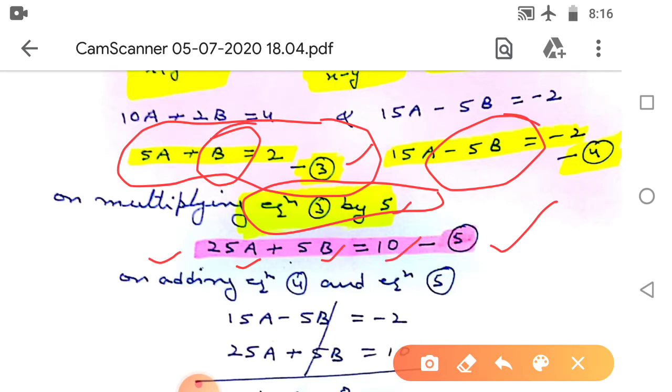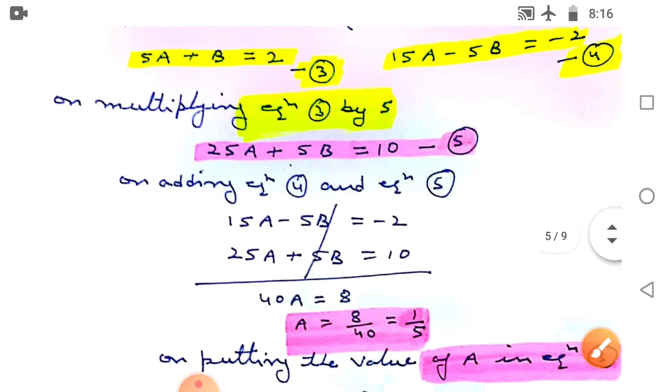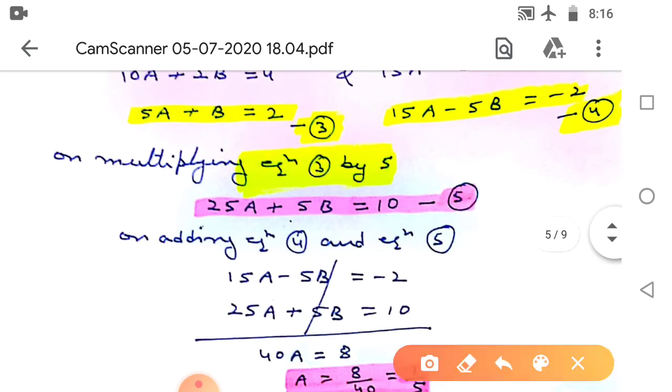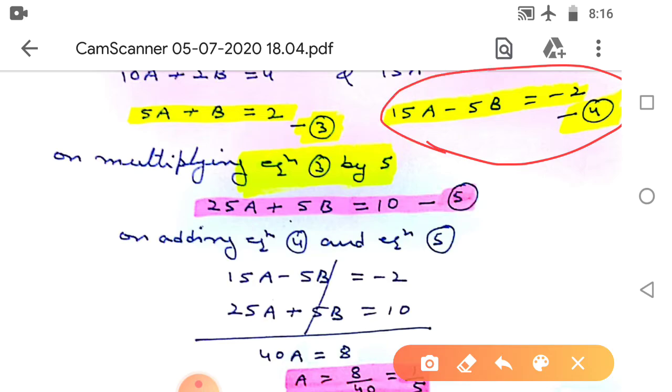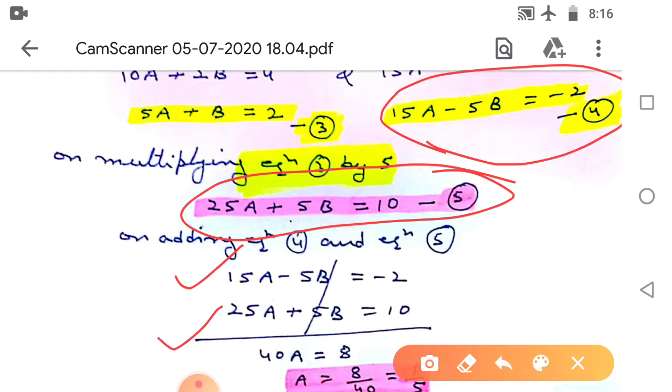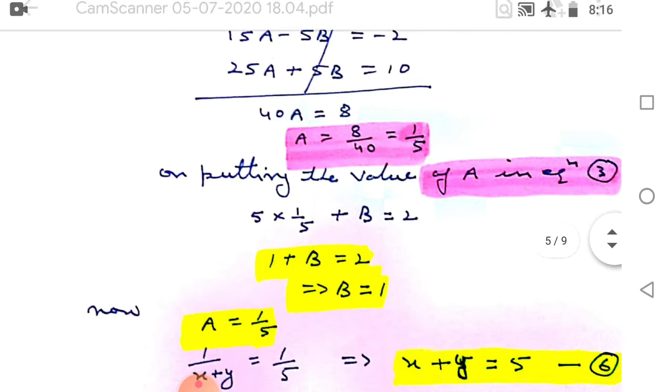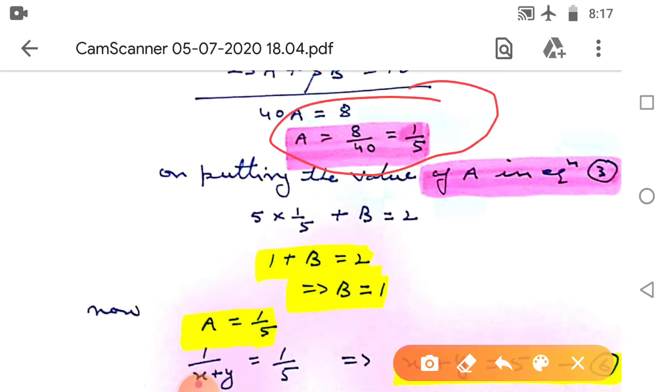Right? Now on adding equation 4 and 5. Okay, this is 4 and this is 5. Clear? When you add these two equations, plus 5b minus 5b is gone, 25a plus 15a is 40a is equal to 10 minus 2 here, right? That is 8. So the value of a is 8 upon 40, that is 1 upon 5.